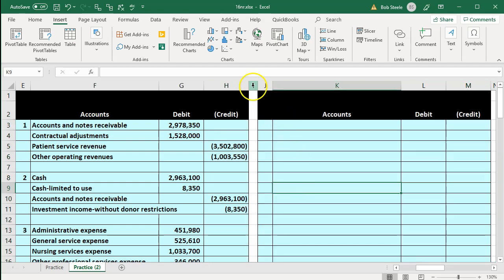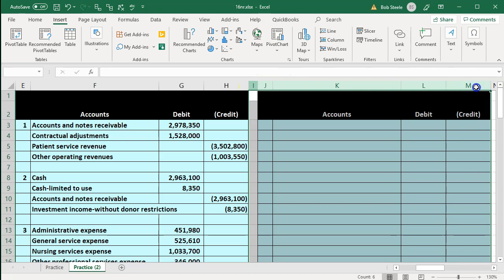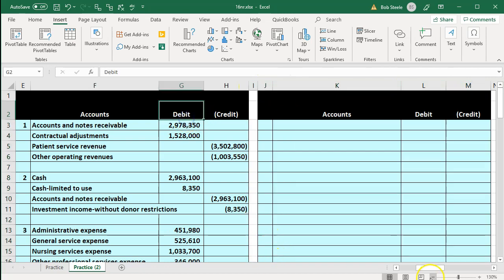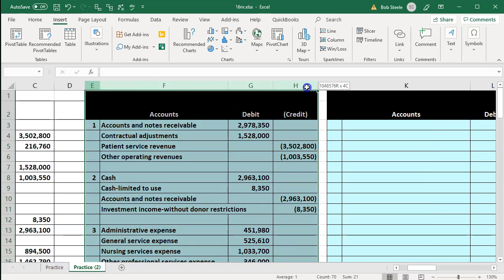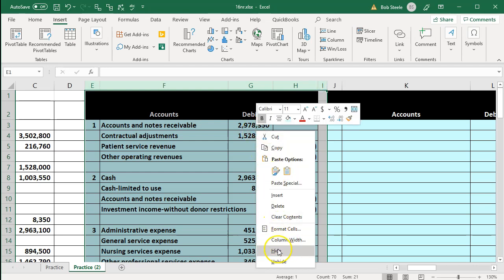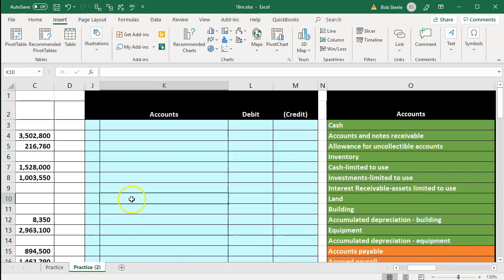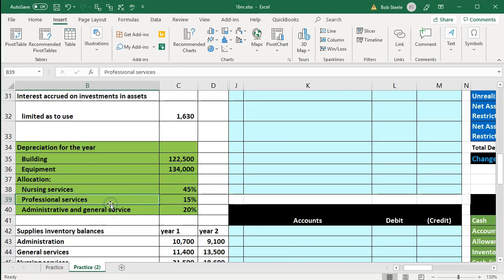Then we're going to hide I to M. I'm sorry, we're not going to hide I to M. We're going to hide the ones we have already completed, which is from E to F. And let's go all the way to I, E to I. Let go, right click those selected cells and hide them. So there we have that. Now we've got our information on the left, the journal in the middle, and we're going to record that to the right.